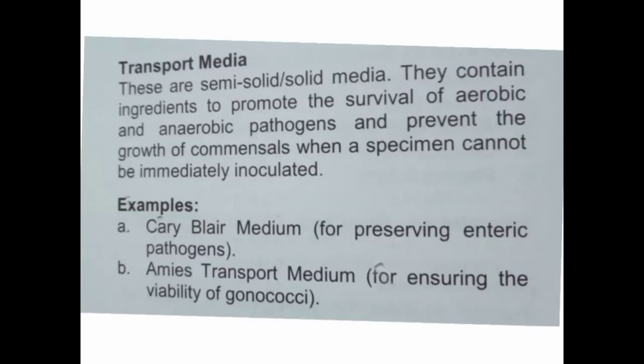The last one is transport media. These are semi-solid or solid media. They contain ingredients to promote the survival of aerobic and anaerobic pathogens and prevent the growth of commensals or normal flora when a specimen cannot be immediately inoculated. Examples of transport media are Cary-Blair medium for preserving enteric pathogens, and Amies transport medium, which is used for ensuring the viability of gonococci.